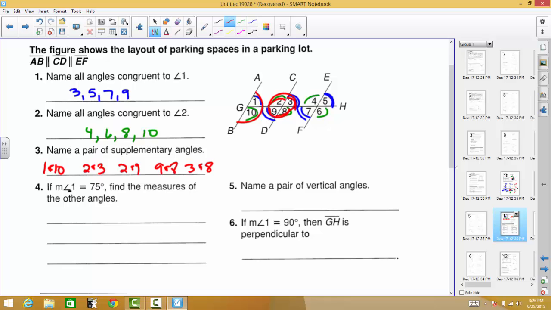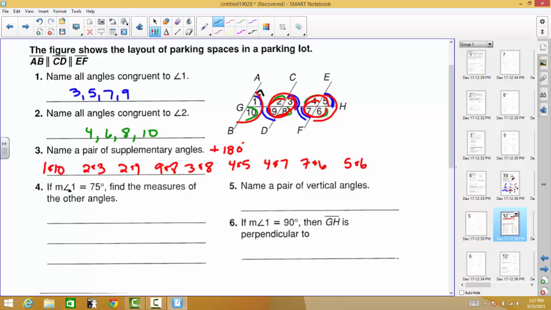And then there's 4 more answers because there's all of these. 4 and 5, 4 and 7, 7 and 6, and 5 and 6. So these pairs all add to give 180. Basically, every even number paired with every odd number in this case is going to give you a supplementary angle, adding up to 180 degrees. That's what supplementary means. So now it says if the measure of angle 1 is 75, find the other angles.